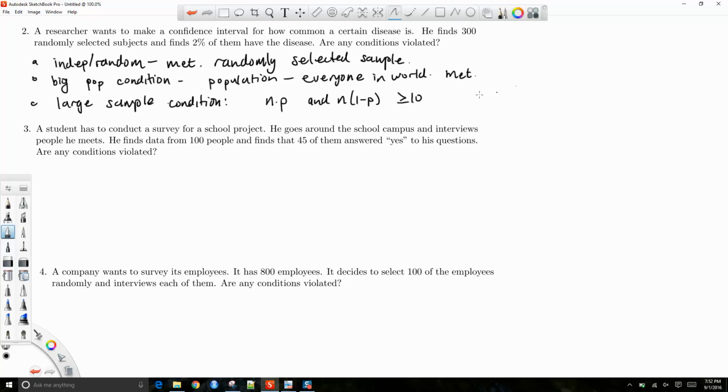Okay, and so we have n is 300 times 0.02. This only gives me 6. 300 times 0.98, which is 1 minus p, gives me 294. Okay, this one's bigger than 10, but this is not greater than 10. Okay. So the large sample condition is not met.